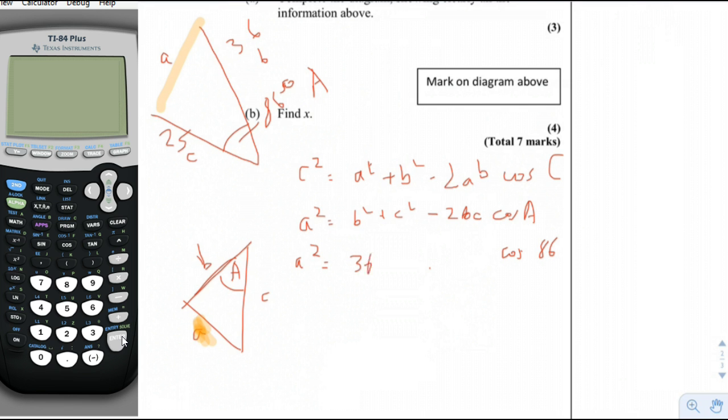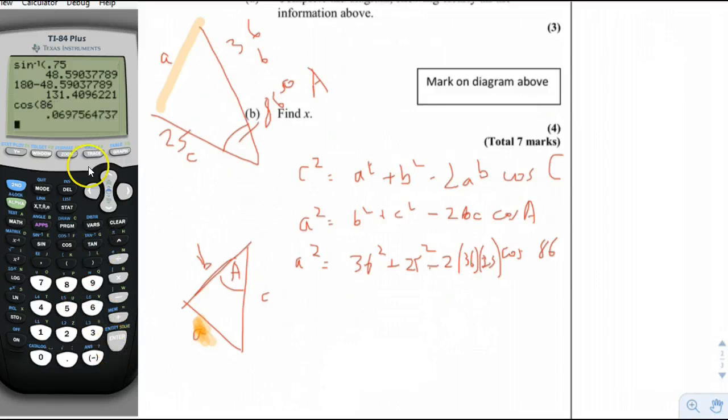B squared is going to be 36 squared. C squared is going to be 25 squared. Minus 2 times 36 times 25 times cosine of 86. And the cosine of 86 is sometimes easier to just go ahead and find out what that is in numbers, so the algebra becomes easier. 0.0698. And then that's multiplied times all these other things here. And so we'll go ahead and multiply all this out offline, and then I'll give you the answer.